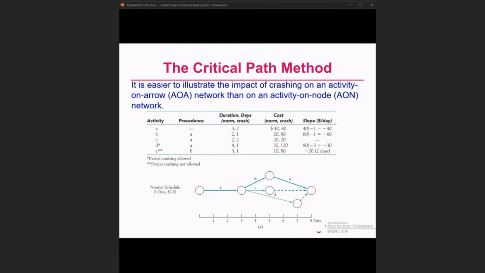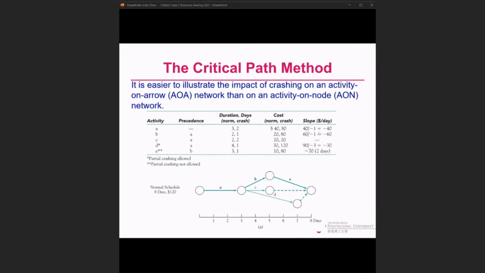So if it is A, B, E, then which one should we crash? For E, actually, this is the cheapest way. But if we crash activity E directly for 2 days, now ABE will be 6 days. Then you will find AD will be the critical path. So it is also not the way to do that. So then the only option that we can do is to compare A and B, right? A and B.